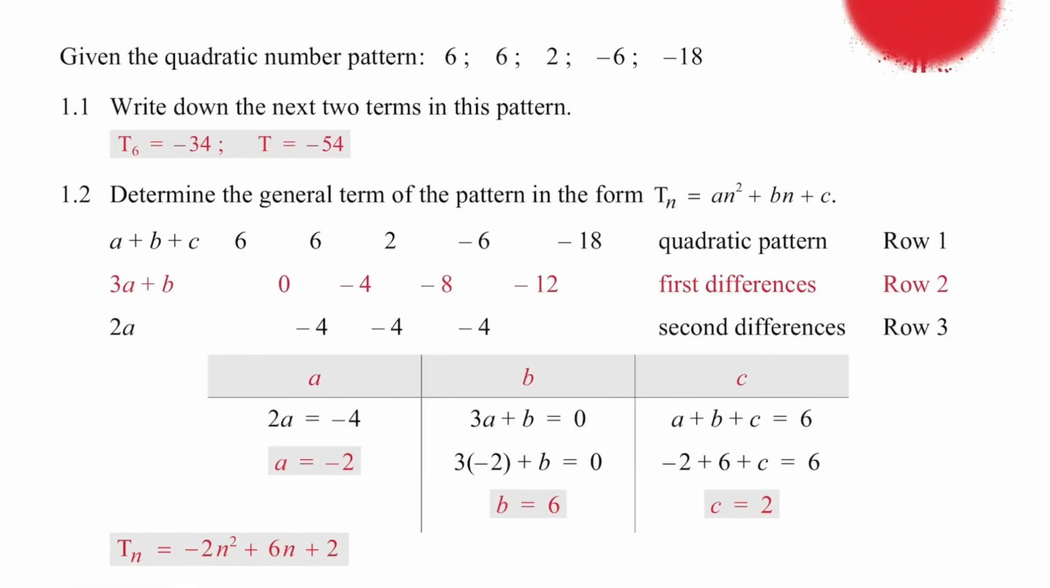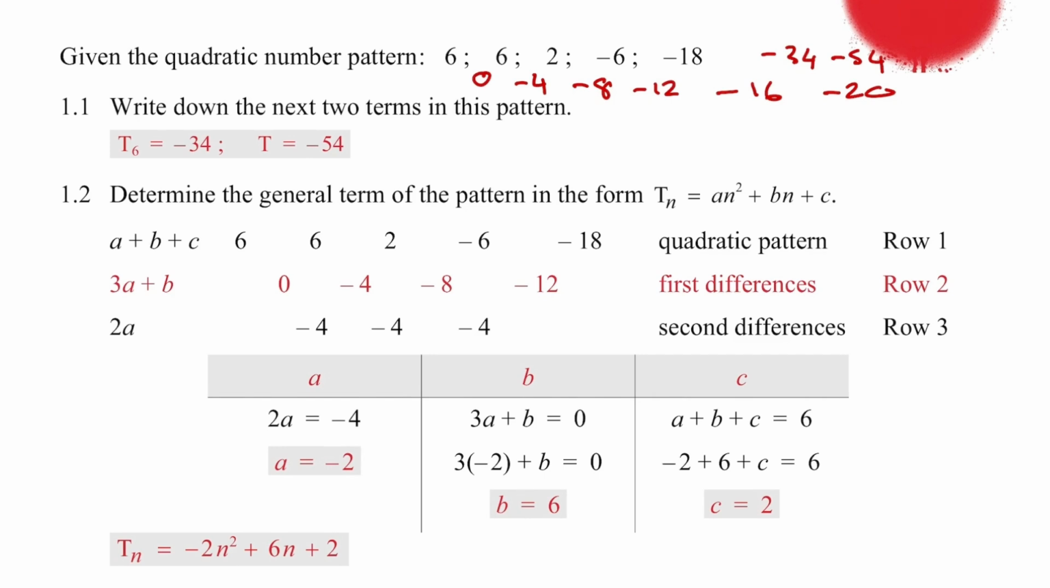So, how did you do? Did you realize that if you worked out the differences between your terms, you would have a 0 difference, then minus 4, then minus 8, and then minus 12. And building on that, you would get minus 16, so that your next term would be minus 34. And then you would get minus 20, so that your next term would be minus 54.